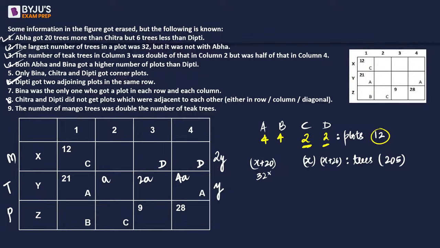We are done with the 8th. If you look at the 5th, only B, C, D got corner plots. So we have C, B and D. C is complete, D is complete. Can we say this has to be B? It's not going to go to anyone else. So B is also complete. 5th statement done. Now, B was the only one who got a plot in each row and each column. If you count the number of plots B has got, it is 2 so far. We need to complete 2 more for B and 2 more for A, and here we have 1, 2, 3, 4 empty cells.